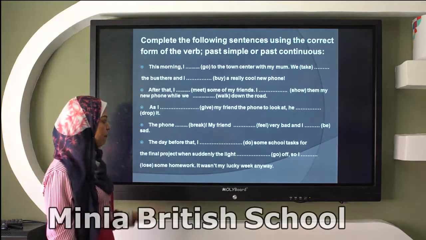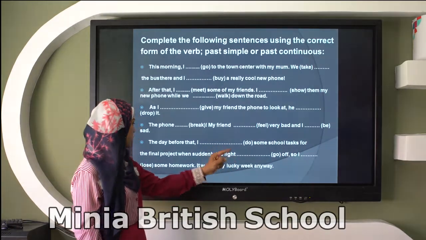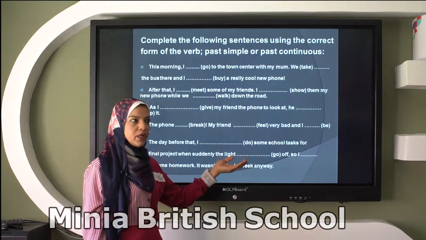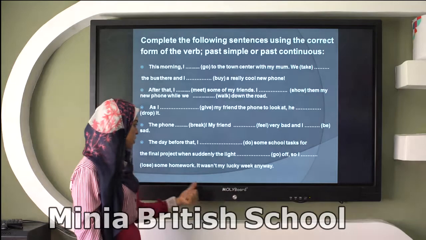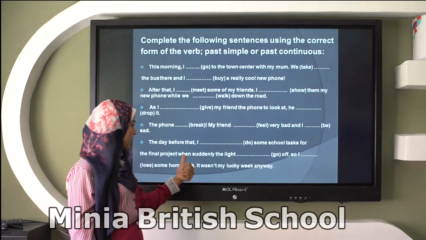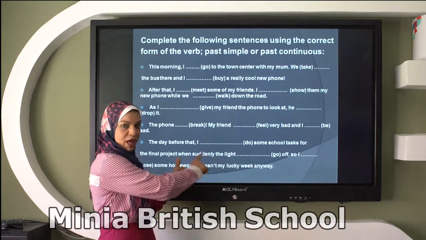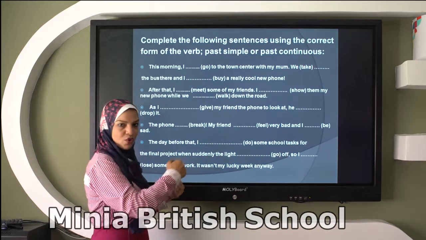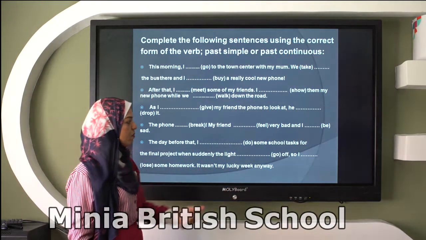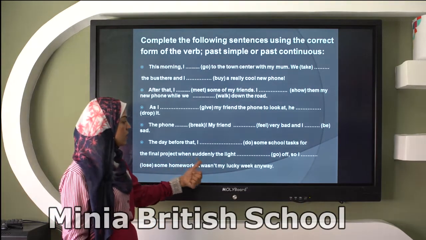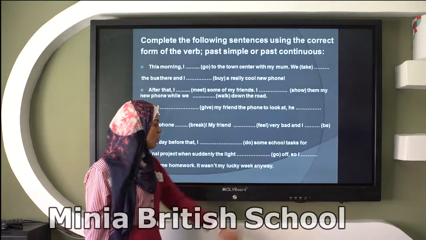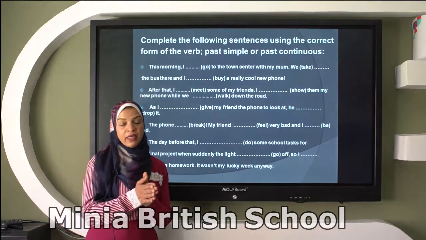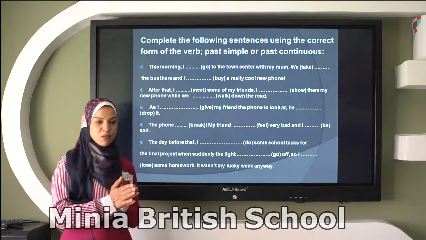The day before that, I do some school tasks for the final project. When. So this verb, which is do, we need to find a duration here because it was interrupted by another one. The sentence that has when here means that this action happened all of a sudden and interrupted the first one. So the first one was definitely ongoing. So I was doing some school tasks for the final project when suddenly the light went off. So I lost some homework. It wasn't my lucky weekend anyway. I hope most of your answers were the same as mine.